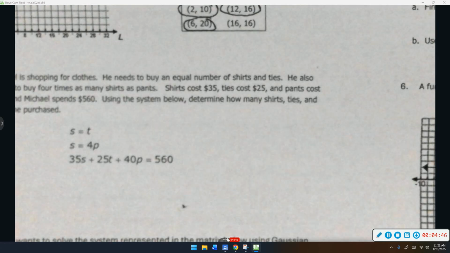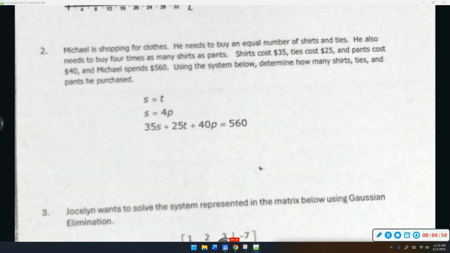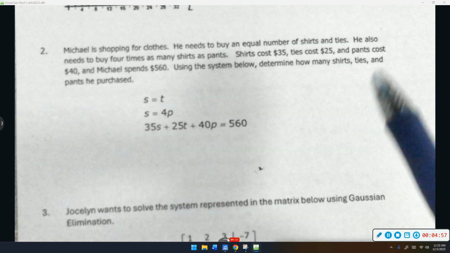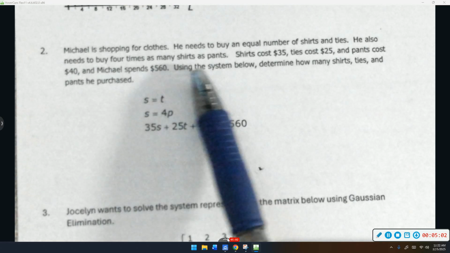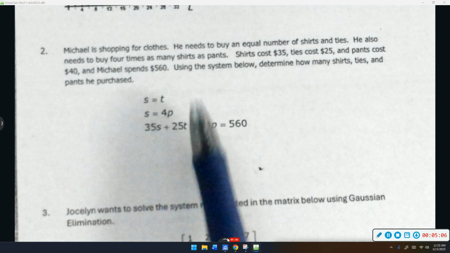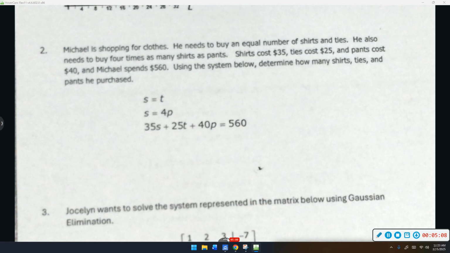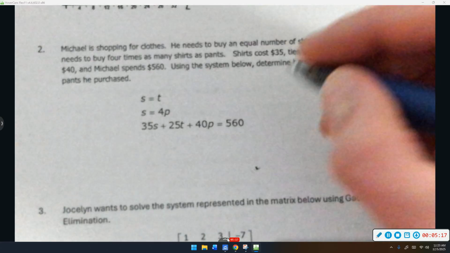All right, moving on to another system. Okay. All right, this one's about Michael. He's shopping for clothes. He needs to buy an equal number of shirts and ties, and so on. Basically, this is our system, okay? It says, using the system below, determine how many shirts, ties, and pants he purchased. So I have to solve this. Oh, look, there's 3 equations, and I have 3 variables. You know what I'm going to use to solve it? A matrix, okay? I'm going to do a matrix.